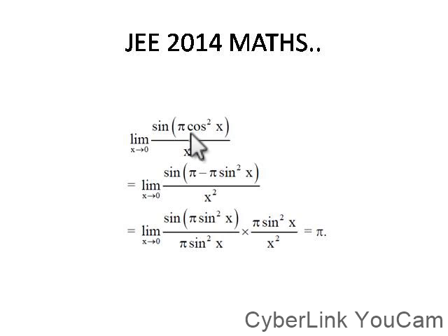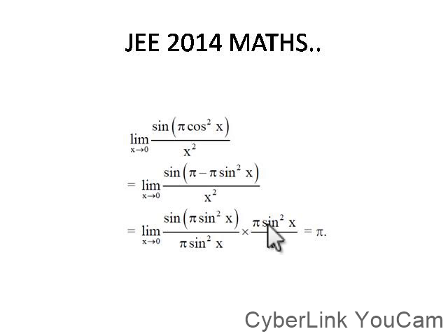Now friends, see here, we can write cos square x as 1 minus sine square x. So pi into 1 minus sine square x, that is pi minus pi sine square x. So sine of pi minus pi sine square x. Now pi minus something means second quadrant. Sine is a positive function, and here we are going for pi, so the function is not going to be changed. So sine of pi minus pi sine square x comes out as sine of pi sine square x, upon x square.